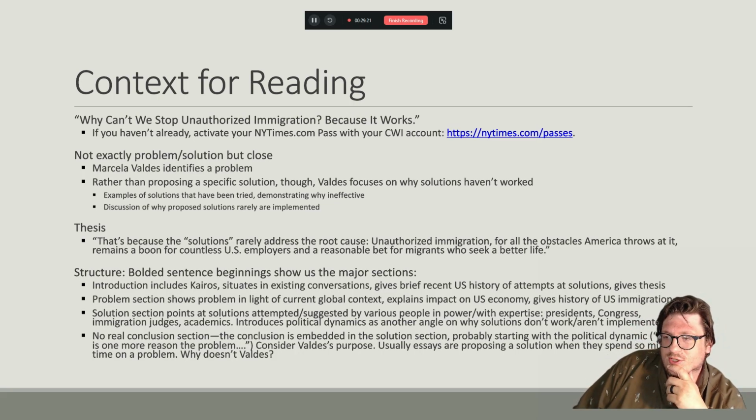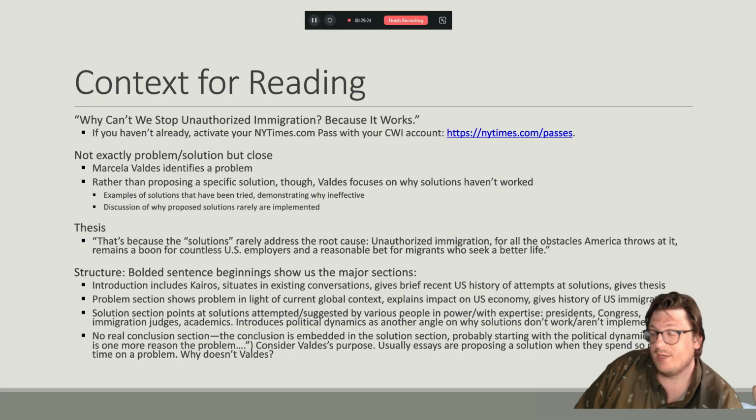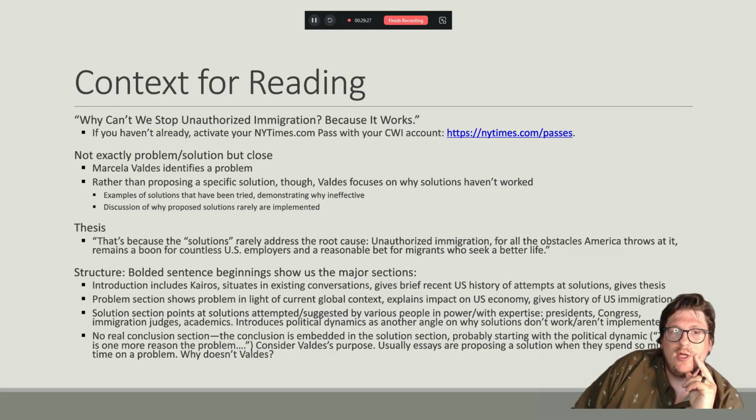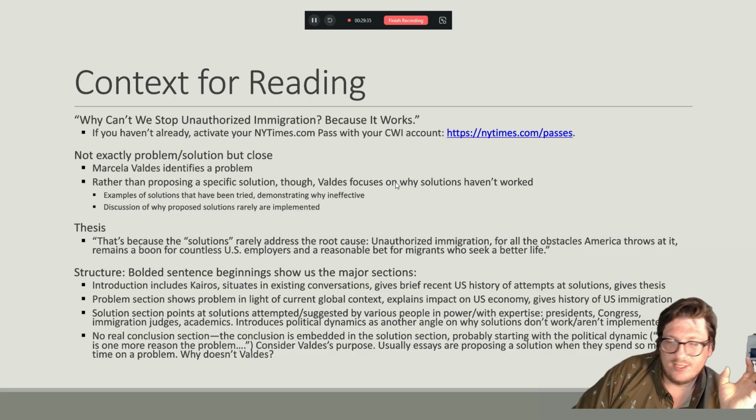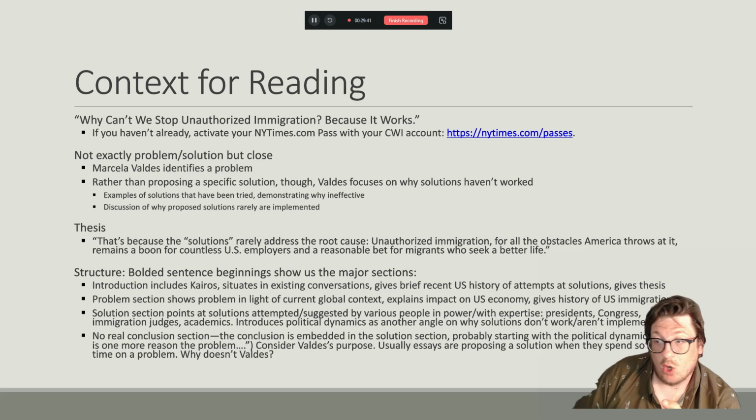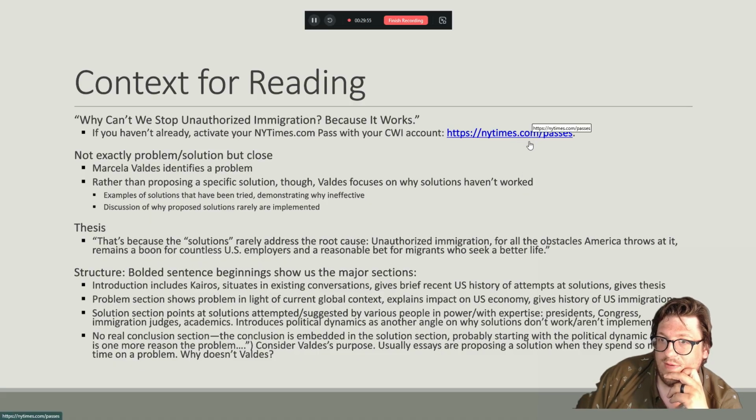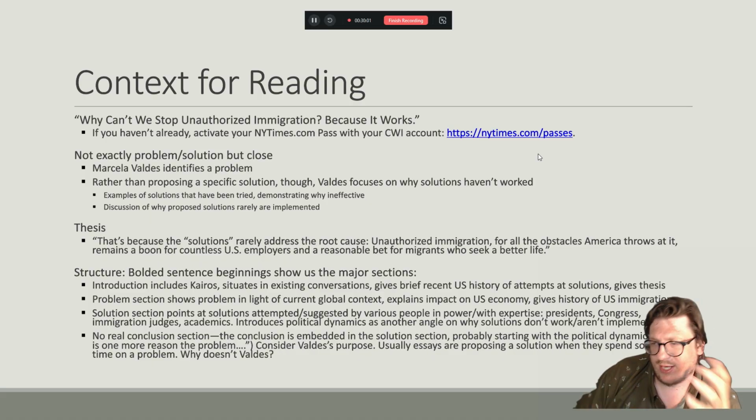So there are some readings this week to give you some context of what these kinds of essays look like. The first one is, why can't we stop unauthorized immigration? Because it works. This is linked in the modules. If you don't already have access to the New York Times, you don't need to pay for it. You do have access with your CWI account. I'm going to put these slides here in this module as well, so you can click on the slides and it will have a clickable link for NYT or nytimes.com/passes, where you can connect your school account and get free access.